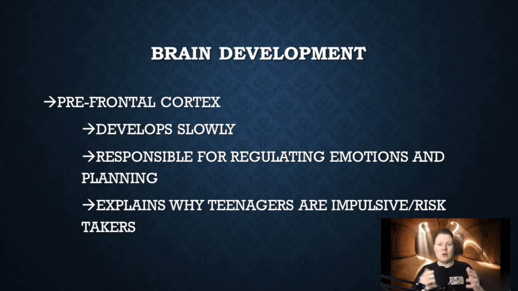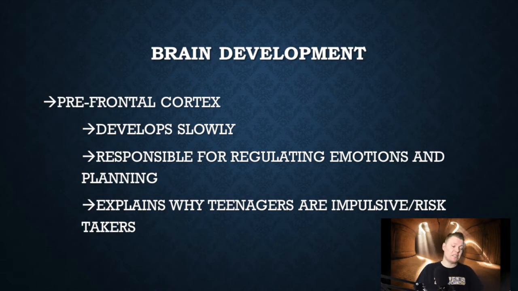So once again, you don't really have that part that's developing at a super fast rate like your amygdala. That explains why you have that sort of impulsive decision making. Now, am I saying this is an excuse to make poor decisions? Absolutely not.